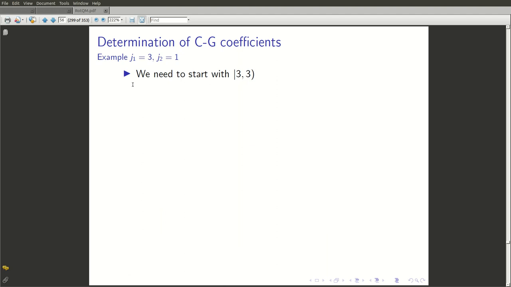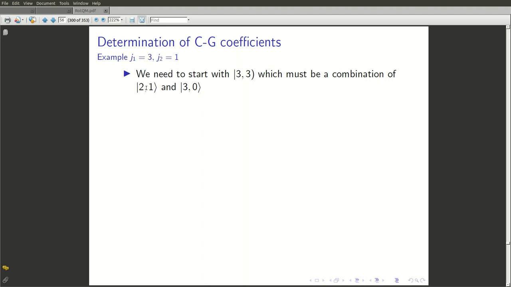So we need to start with 3 3, and this must be a combination of 2 1. These are, remember, m1 and m2 values. 2 1 and 3 0 are the only two ways you can add up m1 and m2 to get 3, the Jz eigenvalue. Remember, you are not allowed to have an m1 more than 3 or an m2 more than 1.